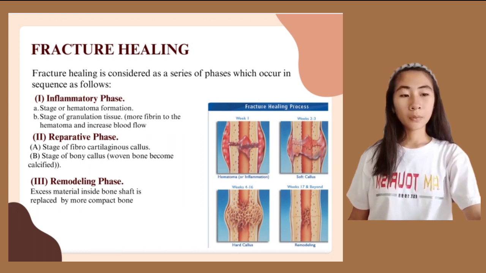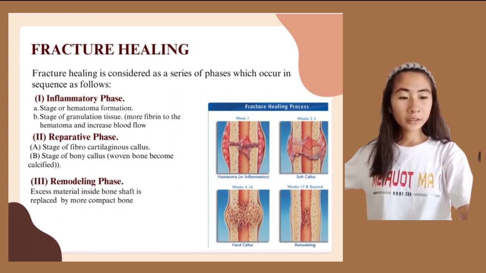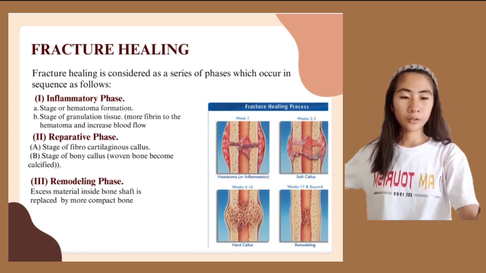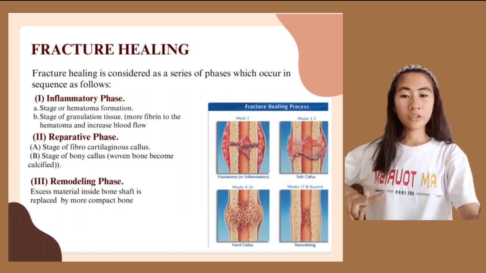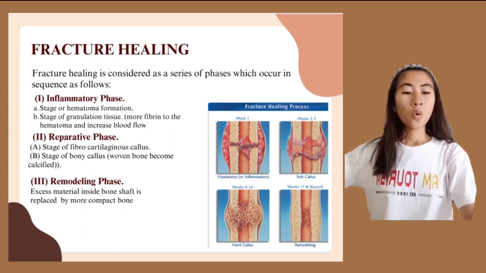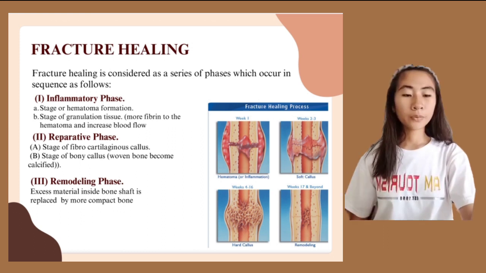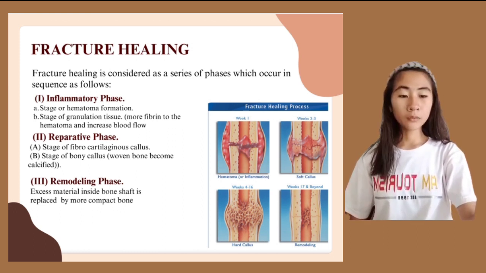First, we have the inflammatory phase, which begins immediately after a bone fracture. It involves two stages. First, hematoma formation. When a bone breaks, blood vessels are damaged, leading to bleeding at the fracture site. The blood forms a clot known as hematoma, which helps stabilize the fracture and serves as a scaffold for healing.